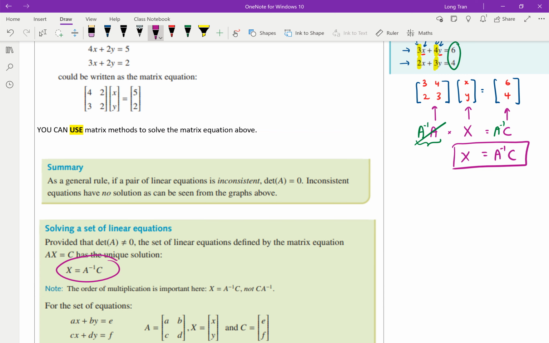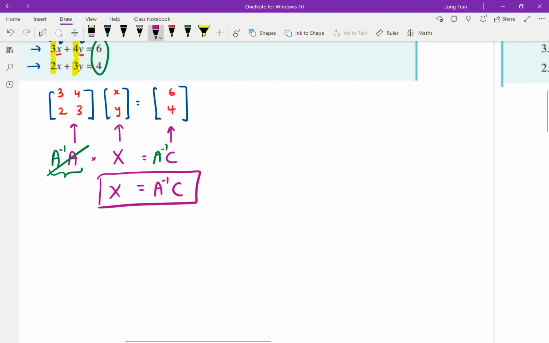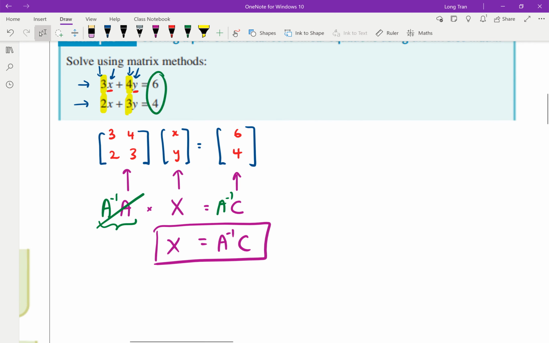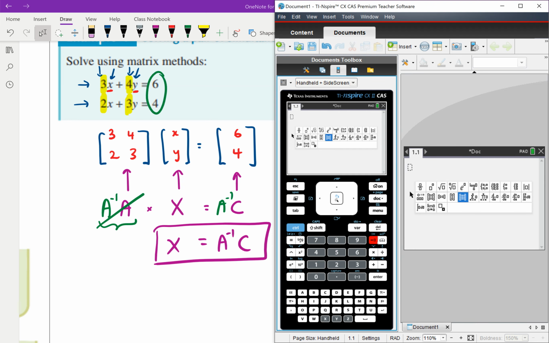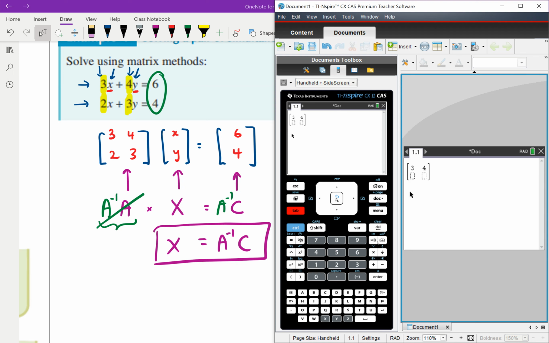So if I did it on my CAS, let's do it together. Here we go, I've already modeled it. On my CAS, if I want to find matrix X, it is the inverse matrix of A multiplied to the matrix of C. So I'm going to type that on my calculator. How you would do it, if you were starting from scratch, I would simply go matrix, it's a 2 by 2, so I'll simply use this one. 2 by 2, 3, 4, 2, 3. Store it, call it A.